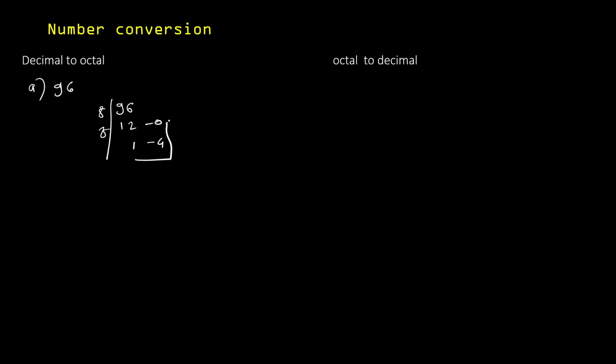So we are going to follow the same approach. We are going to read this number as 140. So the equivalent of 96 is 140 in octal. This is how we can convert decimal numbers into octal numbers.